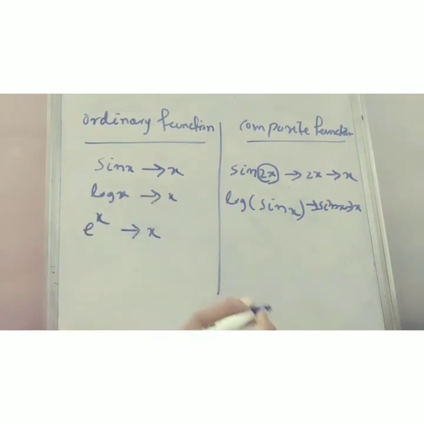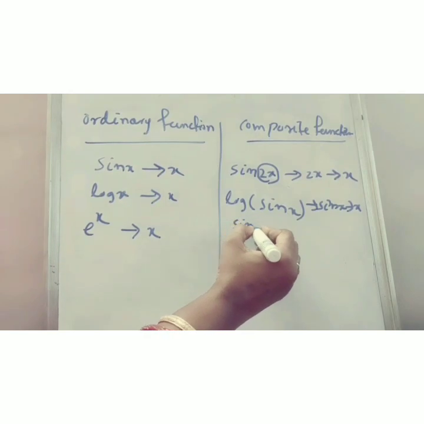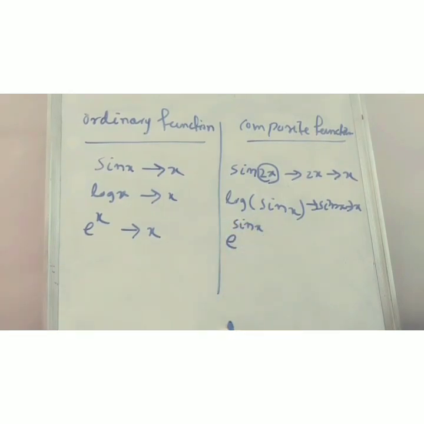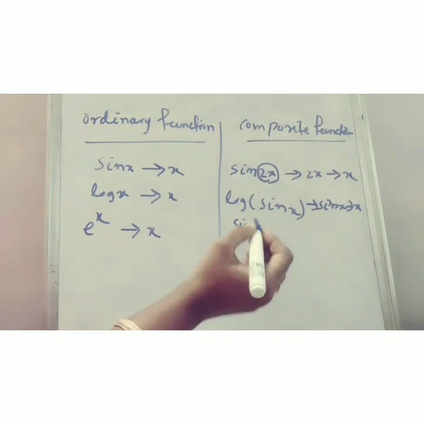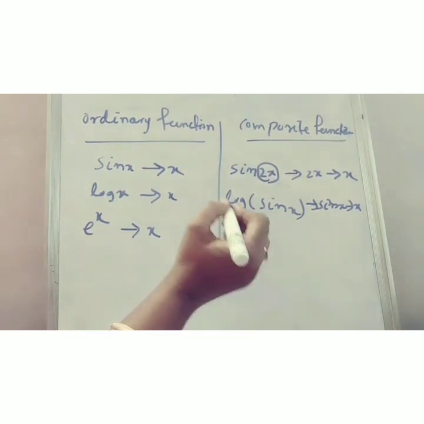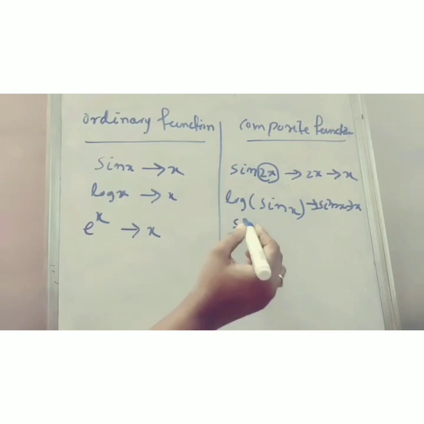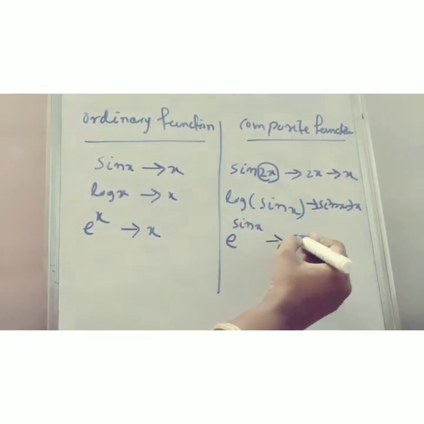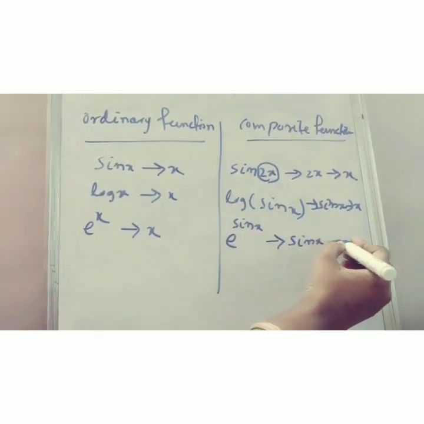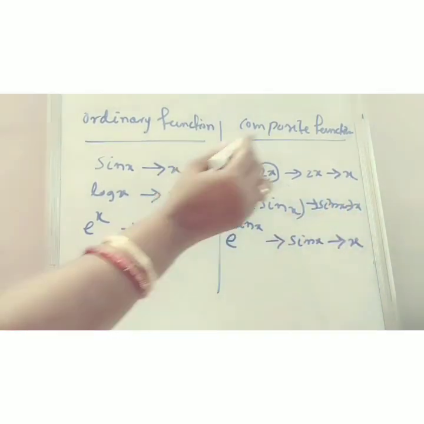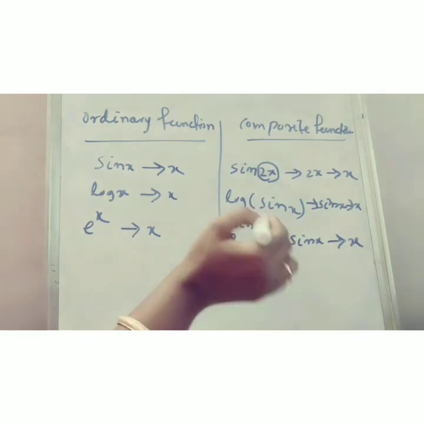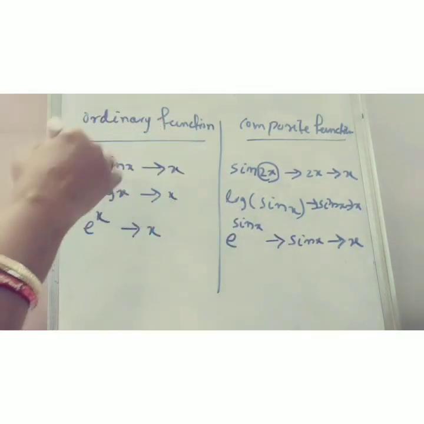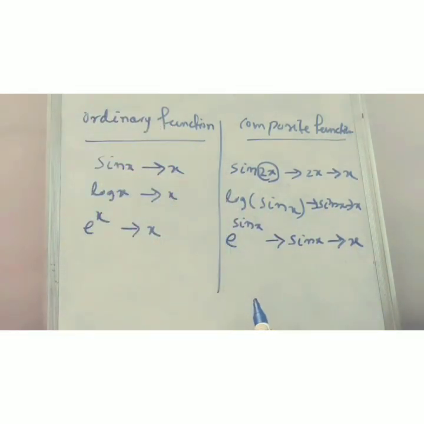You can stop here. But suppose I write e to the power sin x. It is not an ordinary function. Why? Because e to the power sin x is a function of sin x and sin x is a function of x. These are the examples of composite functions and these are the examples of ordinary functions.